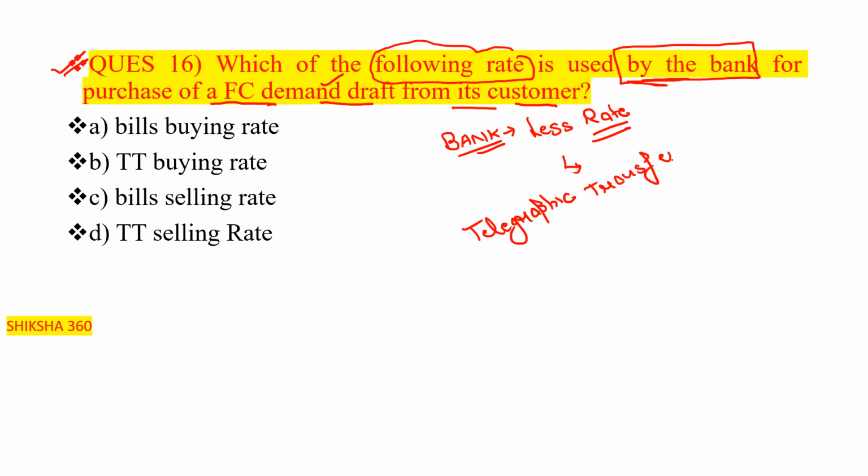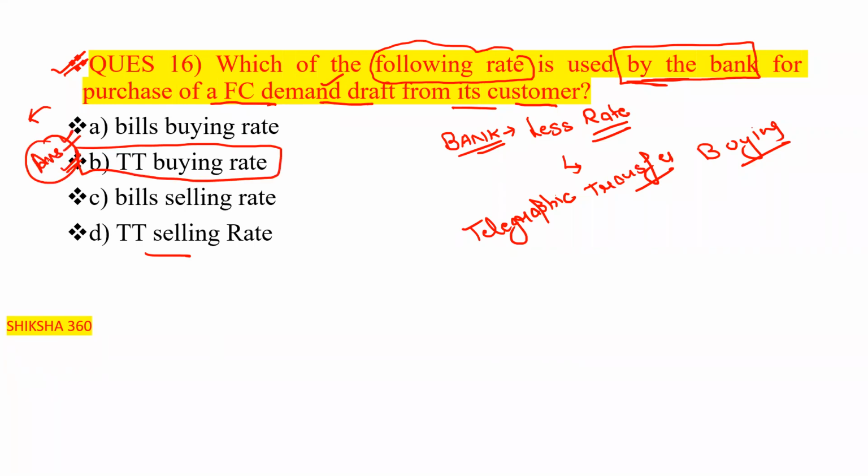So the bank will use the buying rate, because the selling rate is the high rate. If the bank is selling a demand draft to its customer, then they will use the selling rate. For buying, the bank is buying at the lower rate. So option B is the answer, that is TT buying rate.